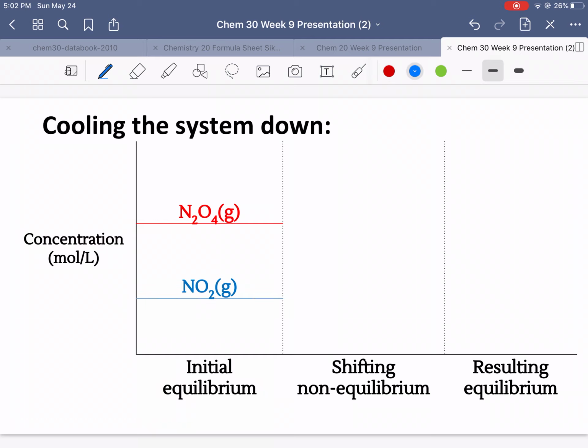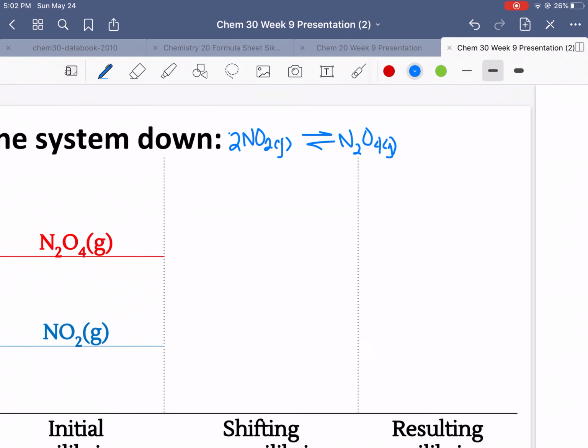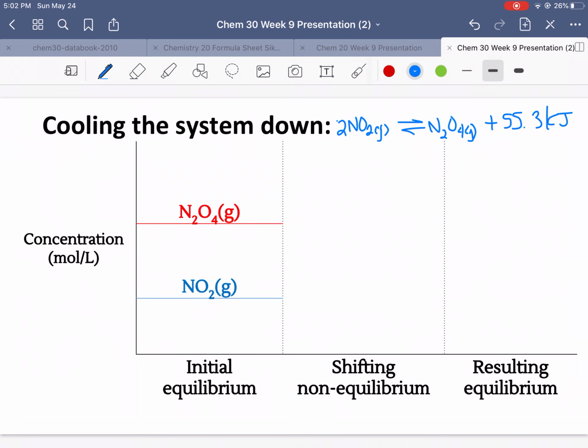Cooling the system down. Again, with temperature, I really find for me, I write down the equilibrium equation every single time, because I find if I don't do that, I just get a little bit lost and a little bit confused about what's happening. Whereas if I write it down, I'm visualizing it as a new scenario without getting stuck with what happened before. If we cool this system down, we're going to take energy away.